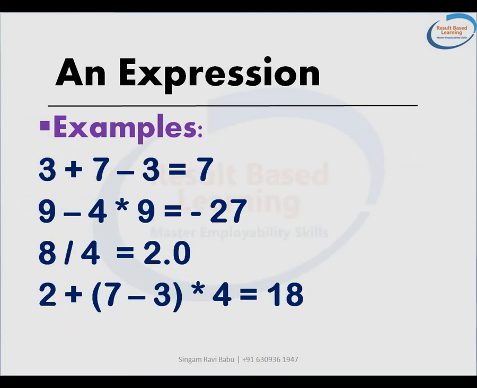If you look at the previous expressions, all the four expressions, they return a single value. The first expression with three values and two operators returned a single value, that is 7. The second expression with three values and two operators returns a single value, that is minus 27. The third expression with two values and one operator returns a single value, 2.0. The fourth expression with four values and four operators returns a single value, 18.